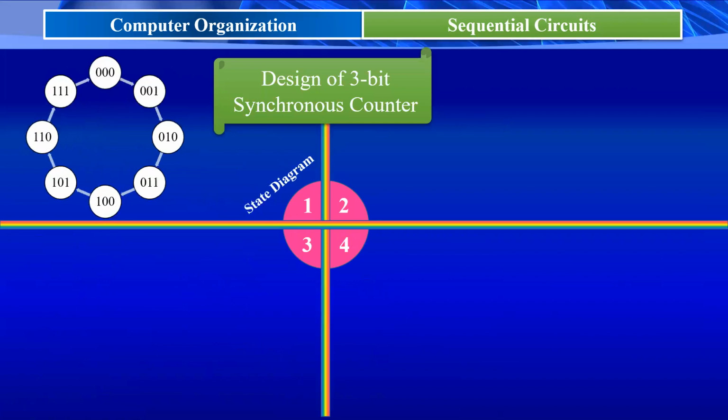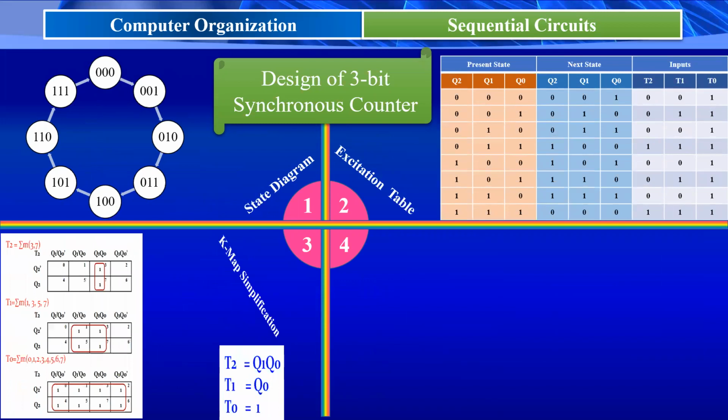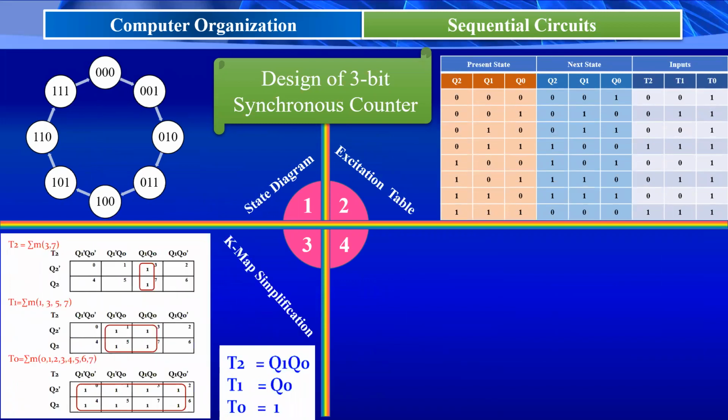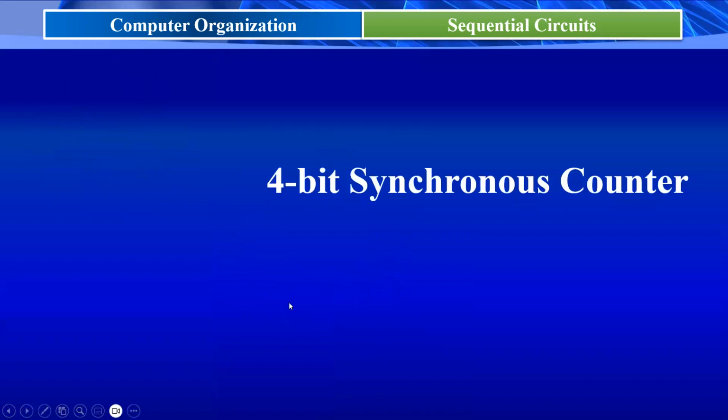A quick glance at the implementation of this 3-bit synchronous counter. Step 1, designing the state diagram. Step 2, excitation table. Step 3 is K-map simplification. And step 4 is implementation of the logic diagram. The same way we can design a 4-bit synchronous counter.